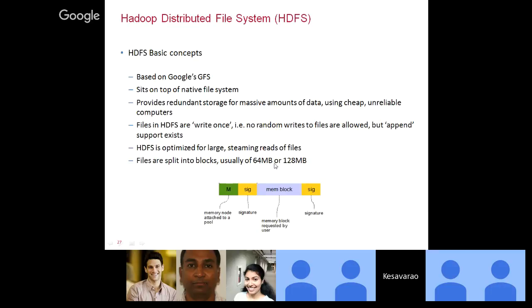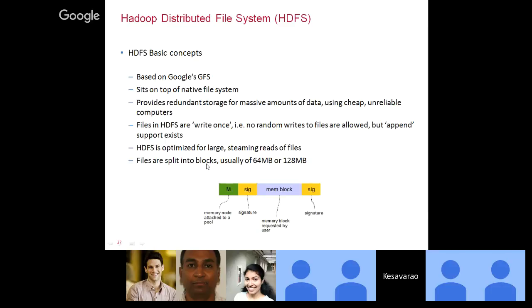And usually like 64 MB or one. Right now, I mean, initially it used to be like 64 MB, but now most of the systems are 128 MB. You could configure, actually you could change them, but by default I think most of them now 128.